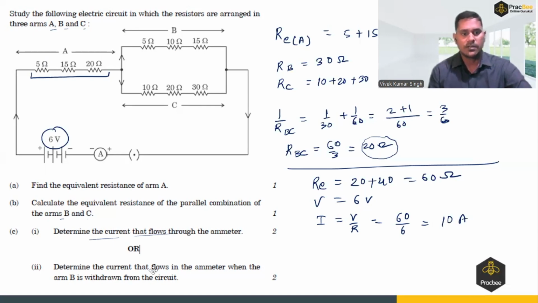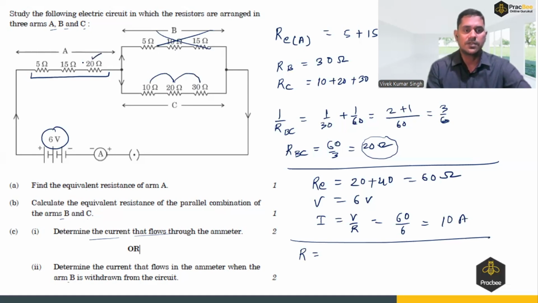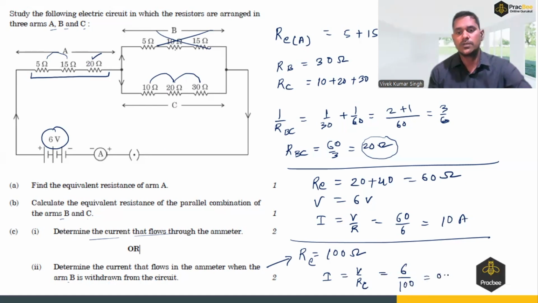Now determine the current that flows through the ammeter when arm B is withdrawn from the circuit. So if you remove this, then the total would be in series. So the total resistance is given by 10 plus 20 is 30, 30 plus 30 is 60, 60 plus 20 is 80, and 80 plus 20 is 100. So the total resistance for this question is 100 ohm. So I would be equal to V over R equivalent. V is equal to 6 over R is 100, that is 0.06 ampere. This is the answer we have.